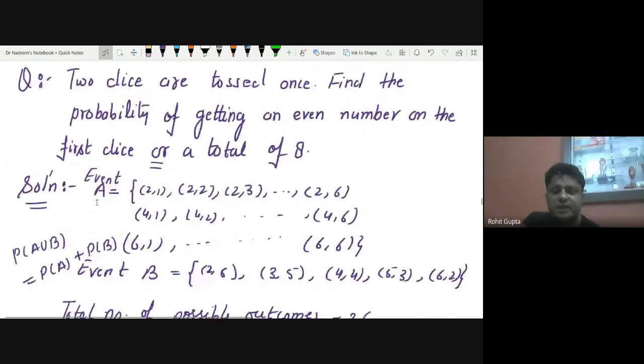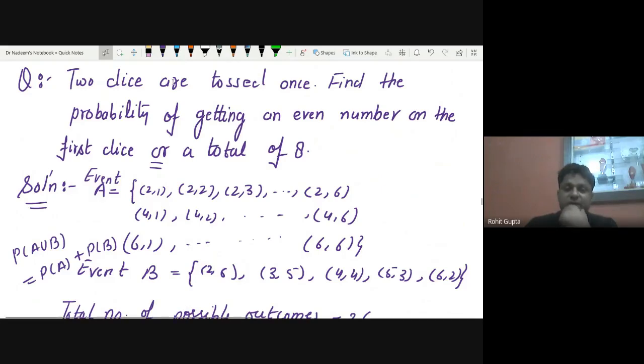Now there are some examples, and in these questions we are going to deal with the above definition. Two dice are tossed once. Find the probability of getting an even number on the first dice or a total of 8. So there are two events. Event A is getting an even number on the first dice: 2 1, 2 2, up to 2 6, 4 1, 4 2 up to 4 6, similarly 6 1, 6 2 up to 6 6. So there are 18 favorable outcomes in event A.